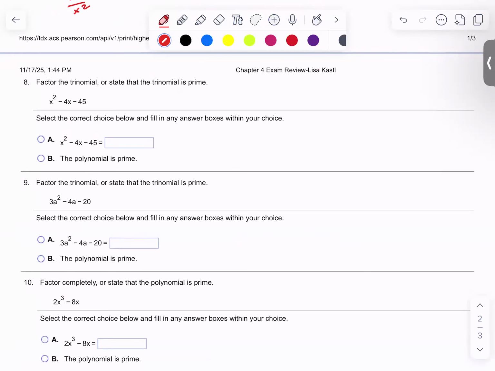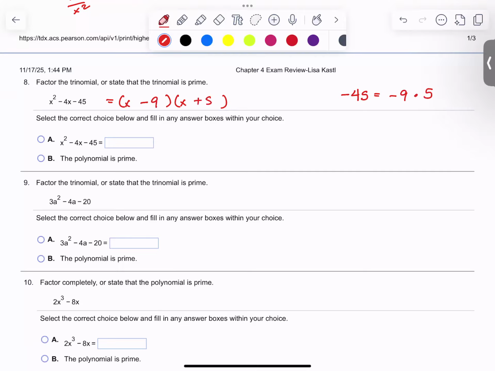Problem number 8, factor the trinomial or state that the trinomial is prime. All right, so we're going to factor this into the product of two binomials. And the first terms in the two binomials must be x, because x times x is x squared. So we need factors of negative 45 that add to negative 4. Is that negative 9 and 5? I believe so. Minus 9 plus 5.